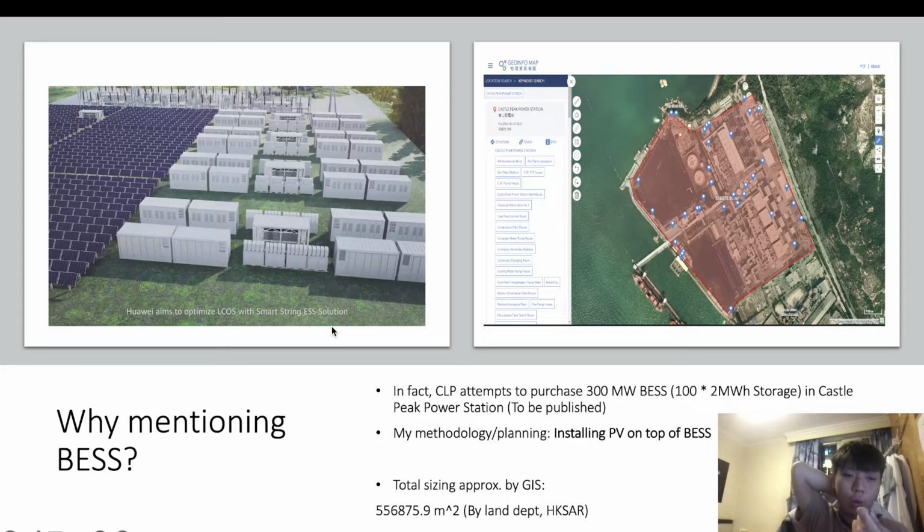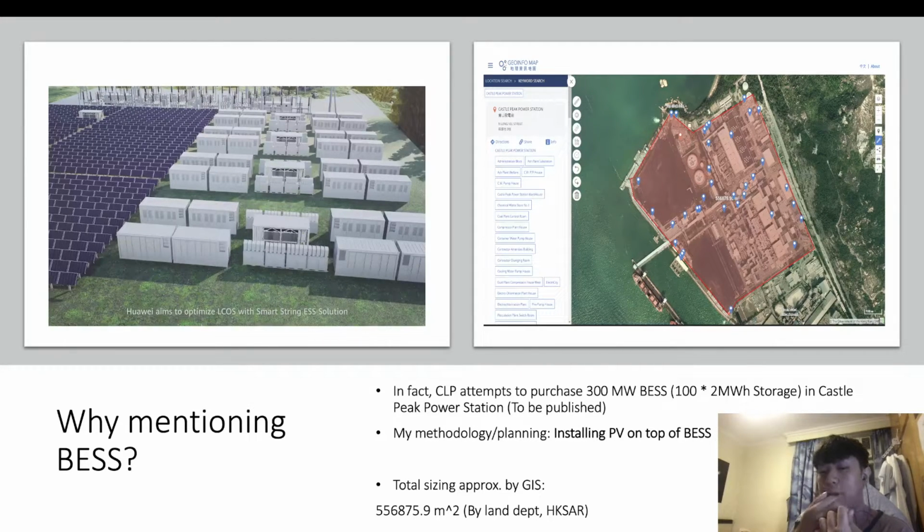So why do we need to mention the BESS? In fact, CLP already has a plan to change this land from a coal-fired power plant to the BESS. They would like to purchase a 300 megawatt BESS in Castle Peak Power Station, which has yet to be published. The details will be further published.